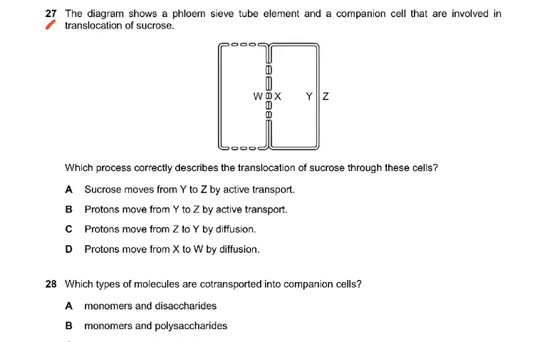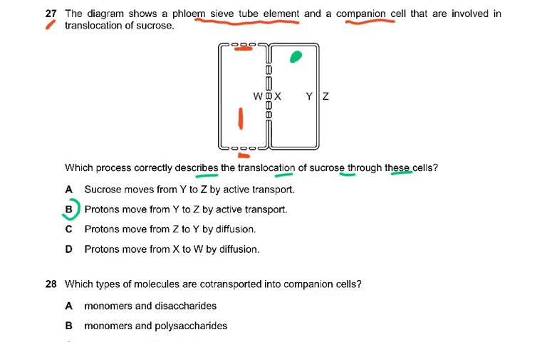Question number 27. The diagram shows a phloem sieve tube element and a companion cell. You see, this would be the phloem sieve tube element because you've got these sieve plates here. And this would be the companion cell. Right? So this is the companion cell. Now it says that are involved in translocation of sucrose. Which process correctly describes the translocation of sucrose through these cells?